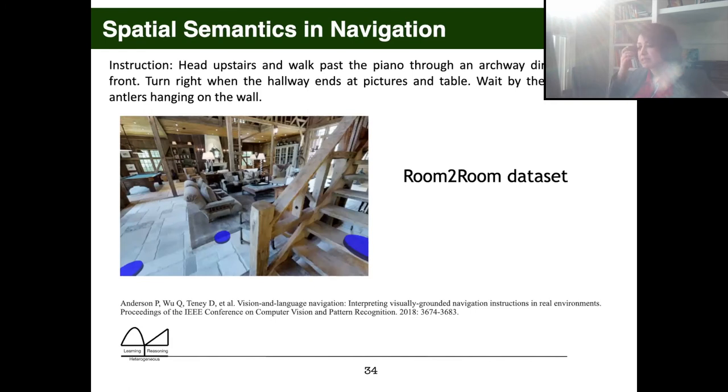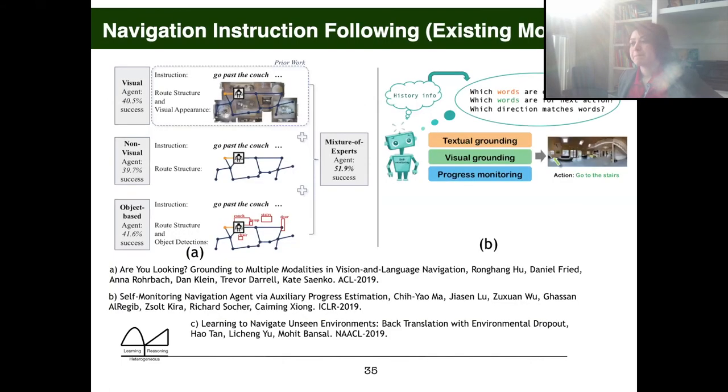We also investigated similar types of issues in another application, which is giving navigation instructions to a robot. Again, it needs to understand the vision and understand the language. Here are spatial instructions. And actually the results of the existing models on this problem show that the current deep learning models ignore a lot of information that is obvious, which is kind of ridiculous. Like here, this paper, this is ACL 2019. Actually, they're asking, are you looking?